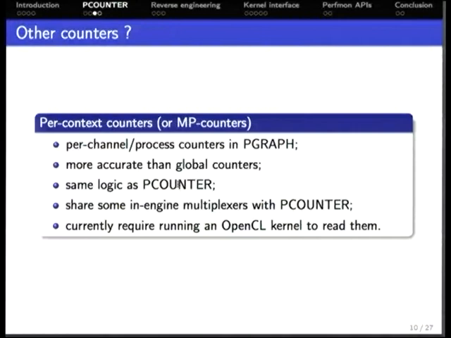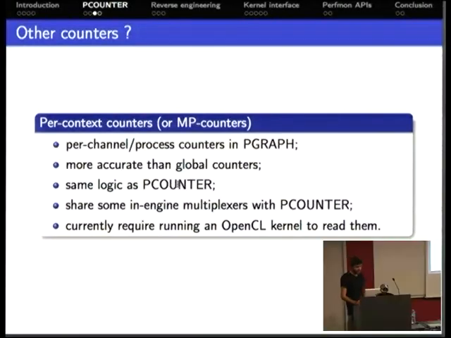So we have per-context counters or multiprocessor counters. They are per channel, and they are located in PGRAPH, which is the main engine for OpenGL and OpenCL. MP counters are more accurate than global counters because of context switches. We also have the same logic as PCOUNTER, the same truth table, and sometimes some MP counters share some multiplexers with PCOUNTER. And currently, we have to launch an OpenCL kernel to read them because MP counters are programmed by the command stream of the GPU.